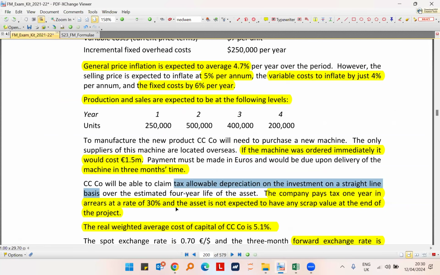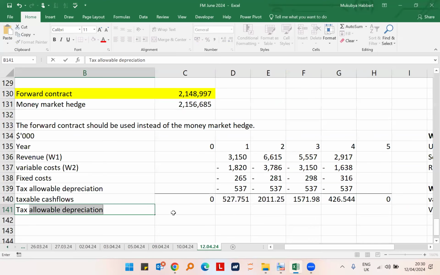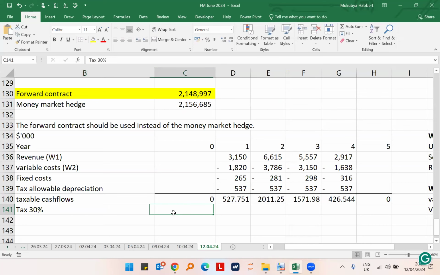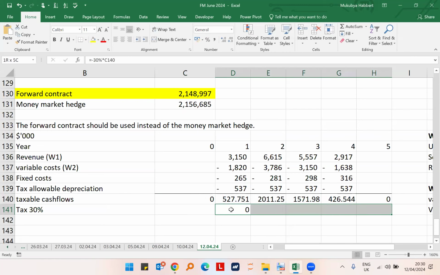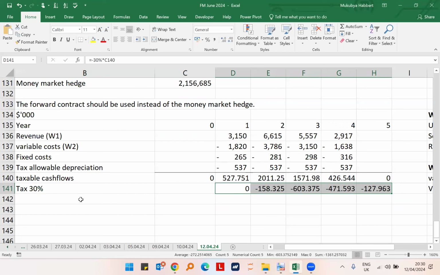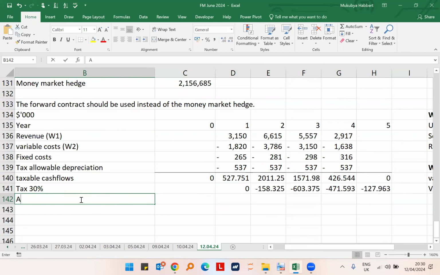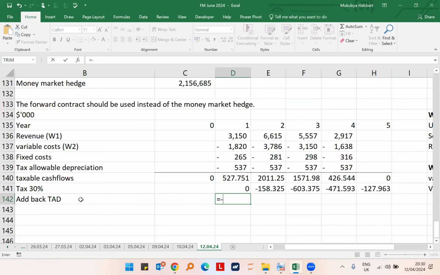Then I now tax them. And they told us tax is 30%. But it's 1 year in arrears, which means that the one of year 1 will be in year 2. So you can just do 30% and then you offset. So that's how you get that tax offset 1 year in arrears. Now, the first thing that you do when you get the tax is to add back the depreciation, because depreciation is not a cash flow. So you add it back right away.